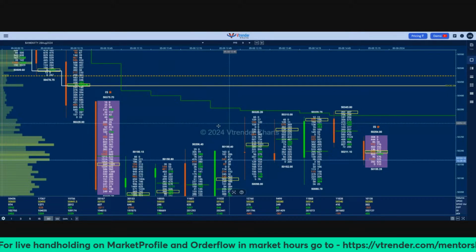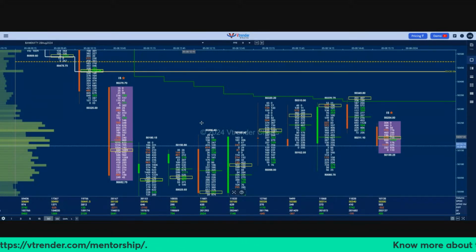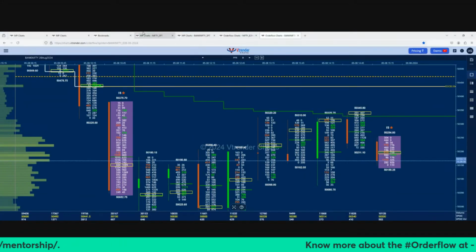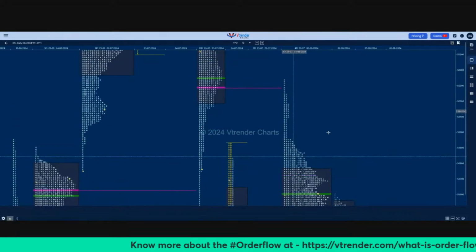So this is how we are placed in both Nifty futures and Bank Nifty futures. Bank Nifty wise, the rollover point was at 51,845, and in spot you can see right at that level we had left an initiative selling tail on the 1st of August.